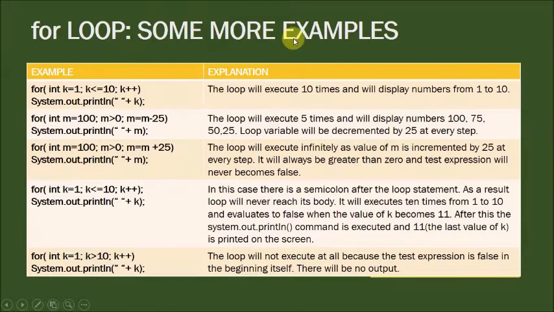Let us see some more examples of for loop. for (int k = 1; k <= 10; k++) System.out.println("" + k). So in this case you can see the value of k is 1 in the beginning, and the test expression is that k should be less than or equal to 10, and the update expression is k++, that is, we are incrementing k by 1 every time.